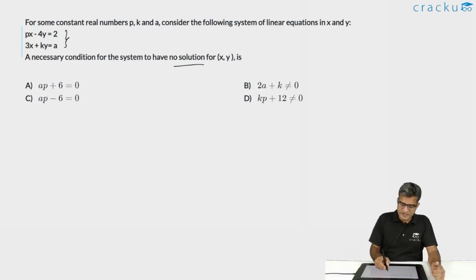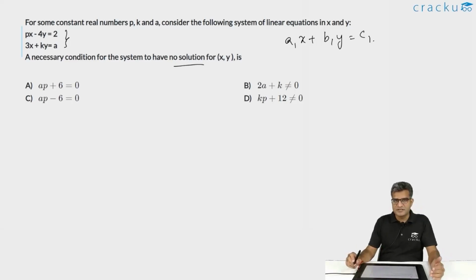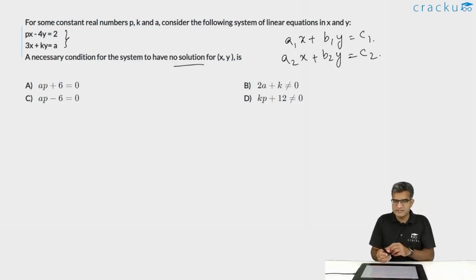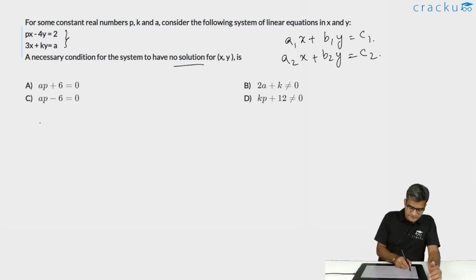Let us look at 2 equations. Let us assume that the first equation is a1x plus b1y is equal to c1. Let us assume that the second equation is a2x plus b2y is equal to c2. These are 2 equations in x and y. When does this have a unique solution? This will have a unique solution if a1 by a2 is not equal to b1 by b2.